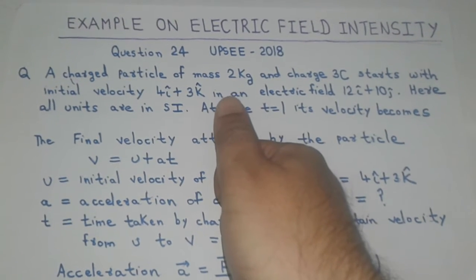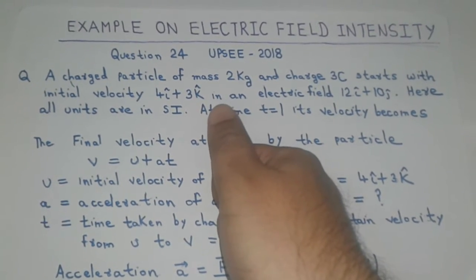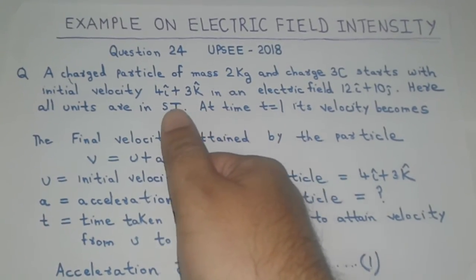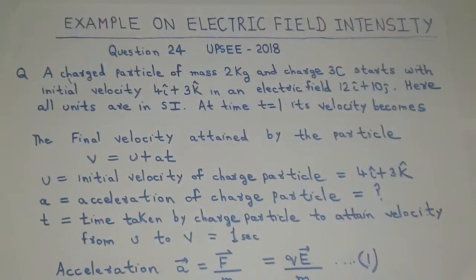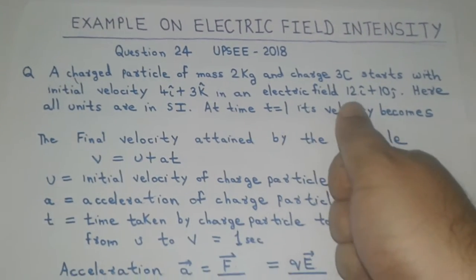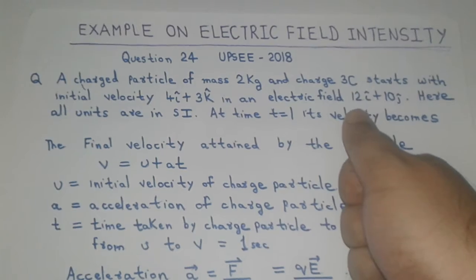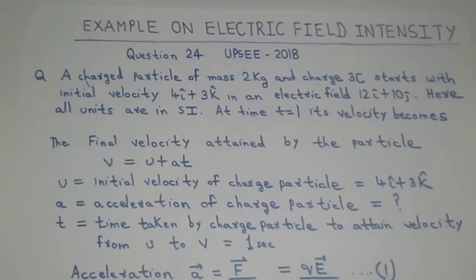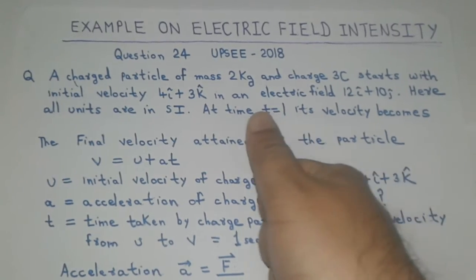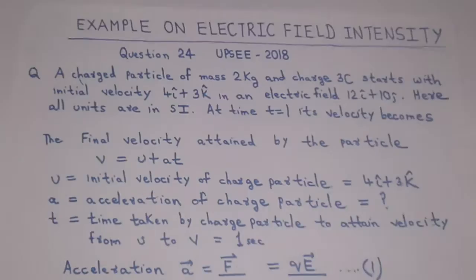So in this question we are given a charged particle of known charge and mass which is accelerating under the electrostatic force. The initial velocity of the charge is given and the electric field generated as a result of electric force is given. We have to determine the final velocity of charge after 1 second.